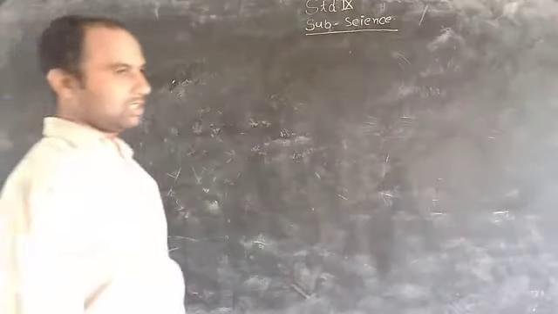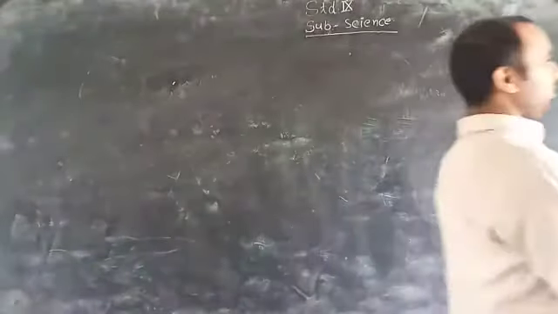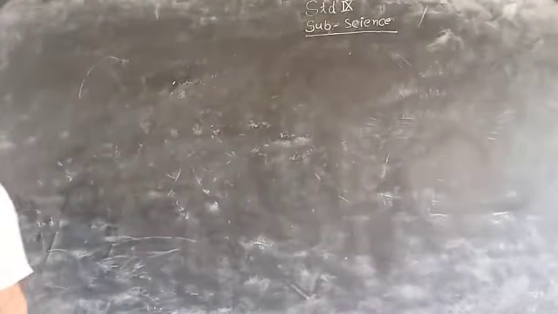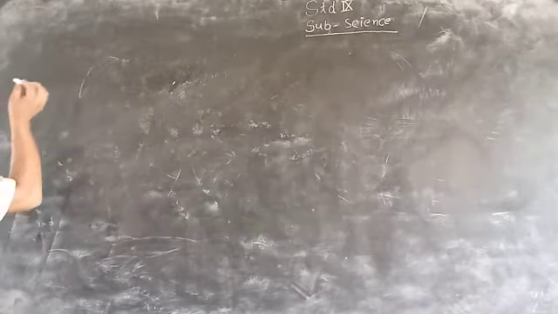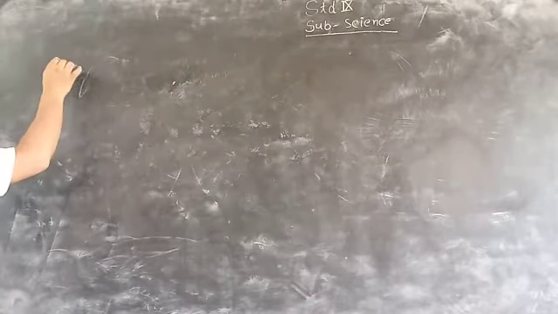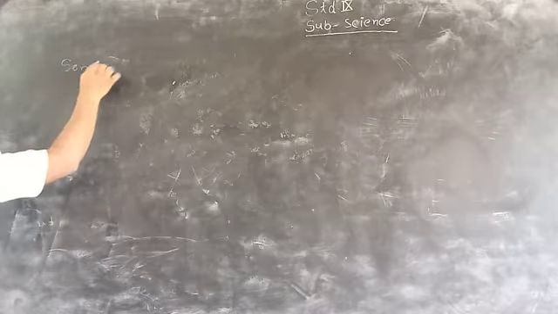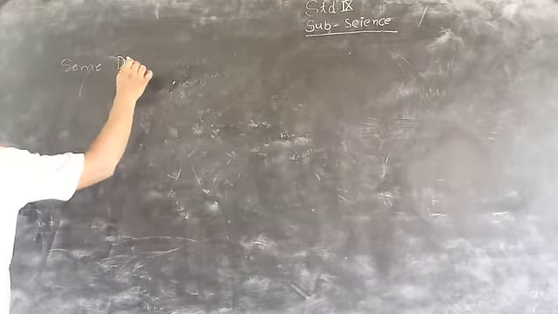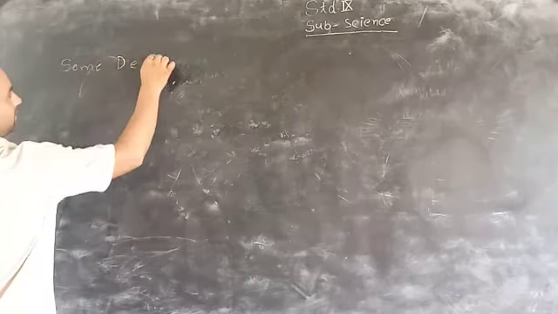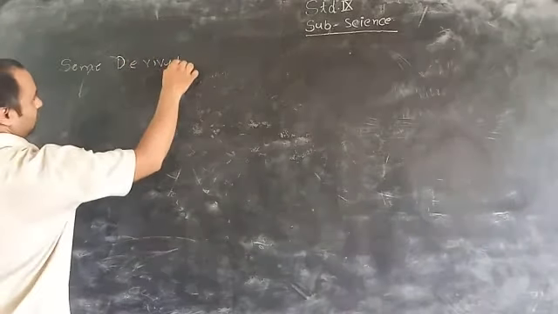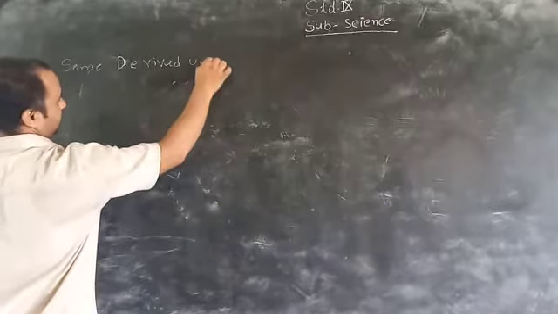In the previous classes we have discussed the first chapter. We have to revise here the class 9 material. So we have to take two basic definitions. Now we have to take some derived units.